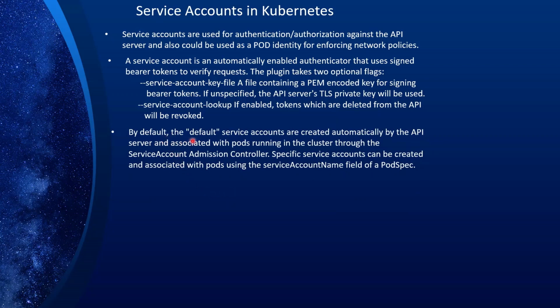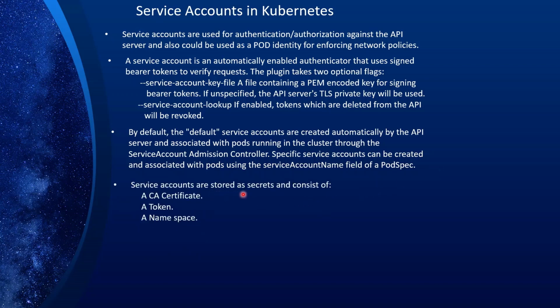By default, the default service accounts are created automatically by the API server and associated with pods running in the cluster through the service account admission controller. So basically what it means is when we create a new namespace, it automatically creates a service account called default. And all the pods that are created within that namespace are automatically associated with it. Specific service accounts can be created and associated with pods using the service account field of a pod spec. And we'll take a look at it in the demo.